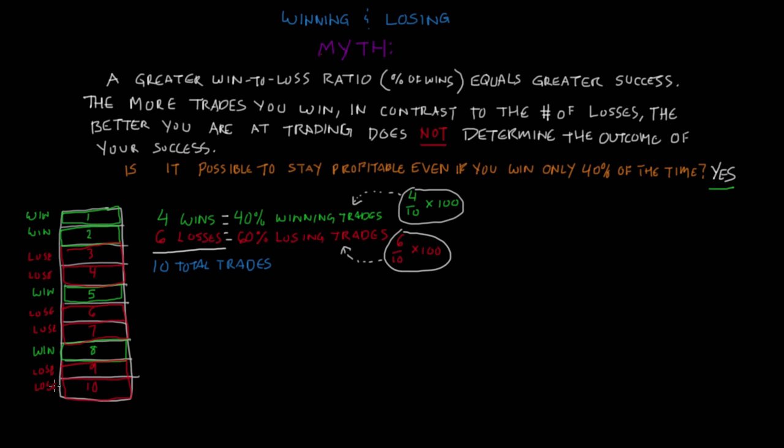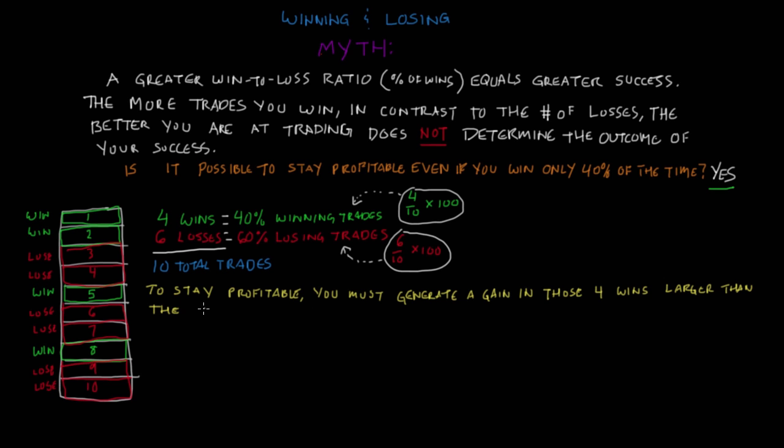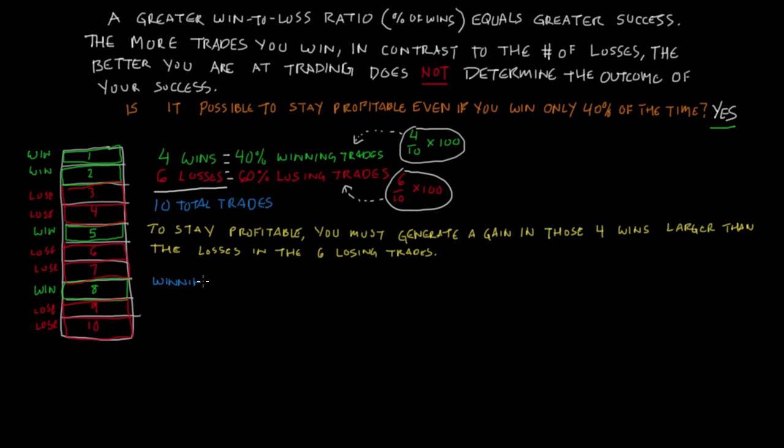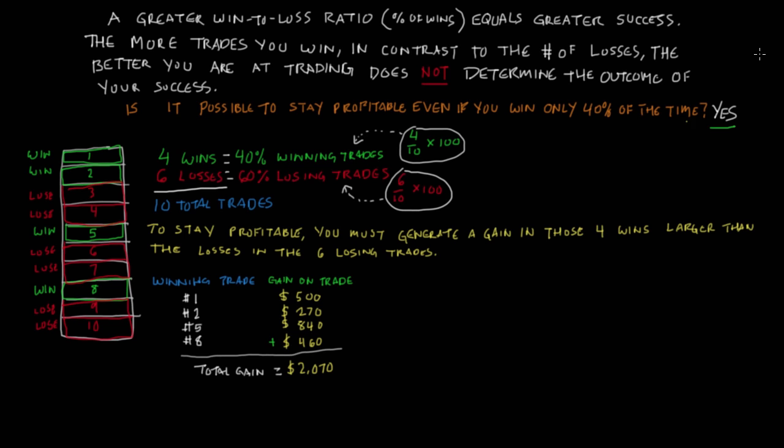What this implies is that I must generate a gain in those 4 trades larger than my 6 losses if I want to stay profitable. So to demonstrate, let's assume that I win $500 in my first trade, $270 in my second trade, $840 in my fifth trade, and let's say $460 in the 8th trade. If we add the gains of these 4 trades, this equals a total gain of $2,070.